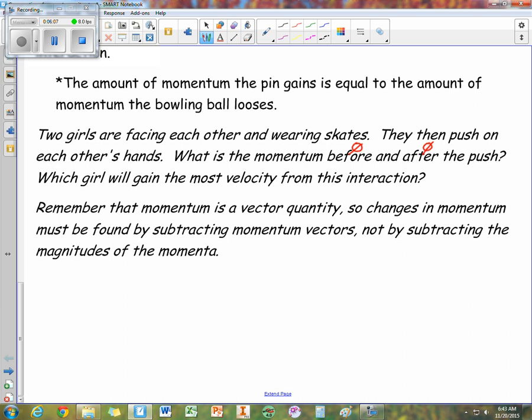All right, now remember that momentum is a vector quantity, so changes in momentum must be found by subtracting the momentum vectors, not by subtracting the magnitudes of the momenta. So that's something we need to be careful of, and we'll talk about that in greater detail later. That is it for video 1.